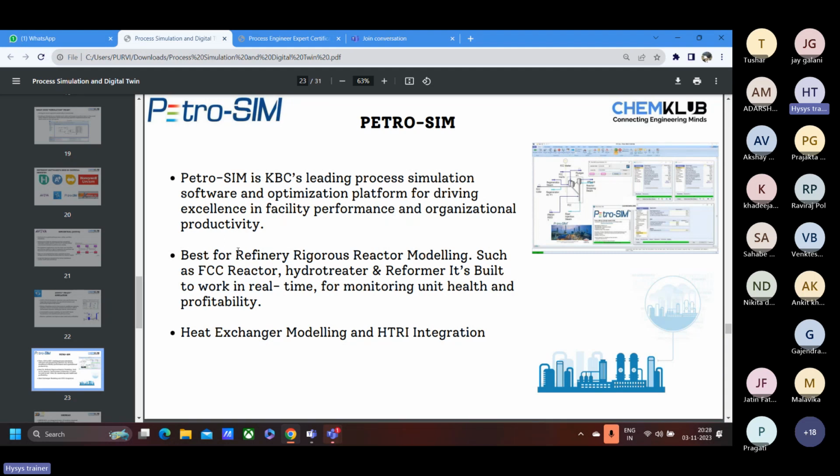It is also used for refinery rigorous modeling, meaning a whole plant you can design in Petrosim. So HCC reactor, hydrotreater plants, reformers. It's built to work in real time also. You can put the real time data in analysis for monitoring unit health and profitability. It can also have heat exchanger modeling and HTRI integration. I'll go into this in the HTRI slide.